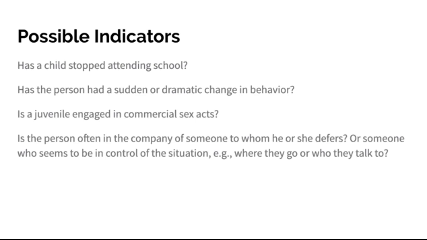But possible indicators may include: Has a child stopped attending school? Has the person had a sudden or dramatic change in behavior? Is a juvenile engaged in commercial sex acts? Is the person often in the company of someone to whom he or she defers, or someone who seems to be in control of the situation, as in where they go or who they talk to?